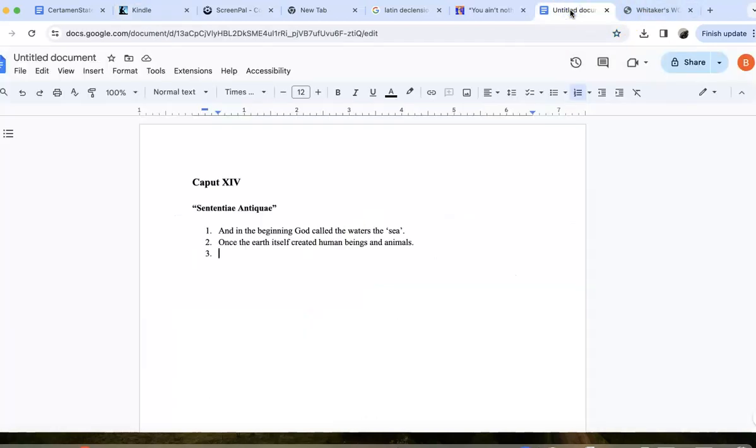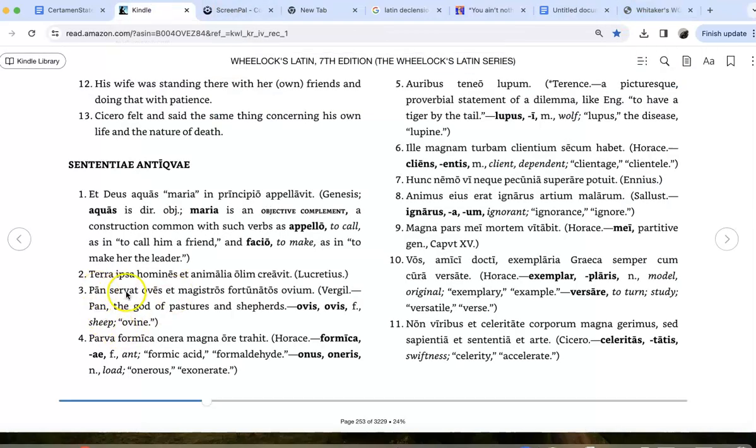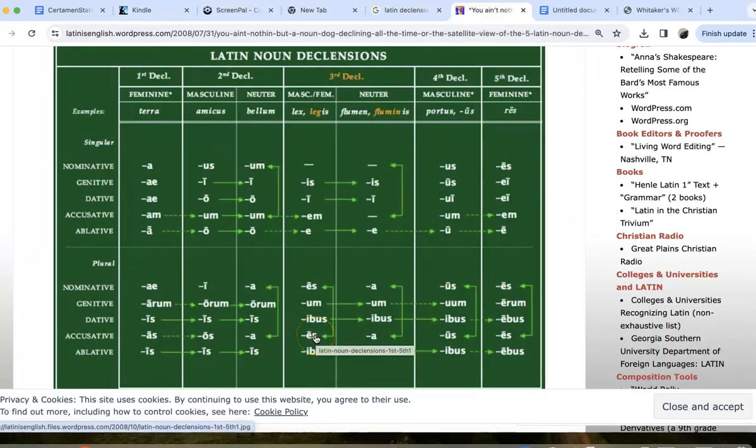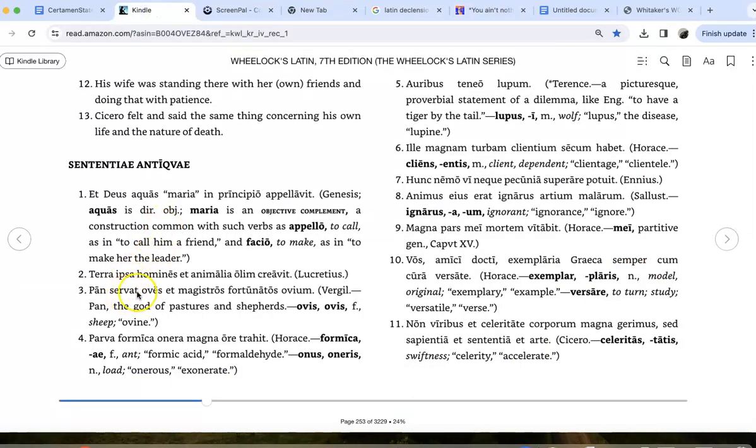So let me write that down here. So Pan protects the sheep and fortunate masters of the sheep. Let's go back to the Latin. Pan protects the sheep. Why? Because third declension accusative plural is -es. So oves. That's our direct object.